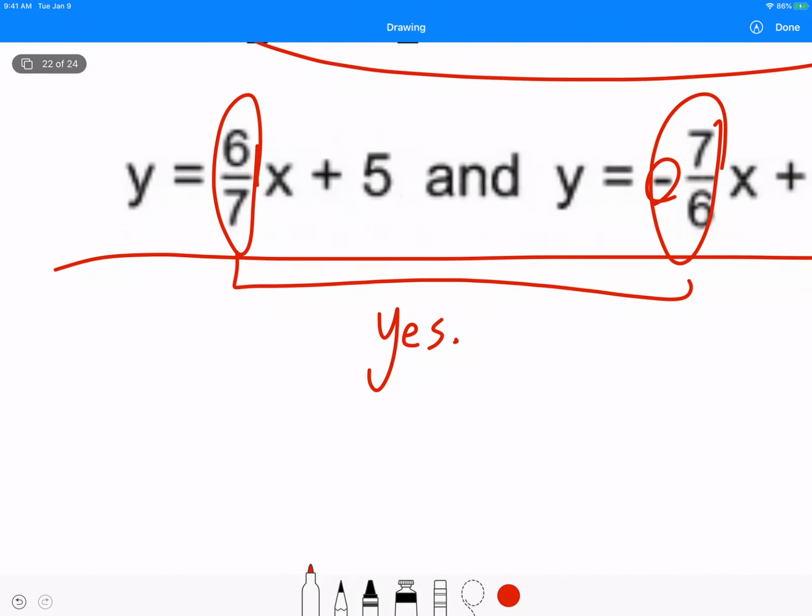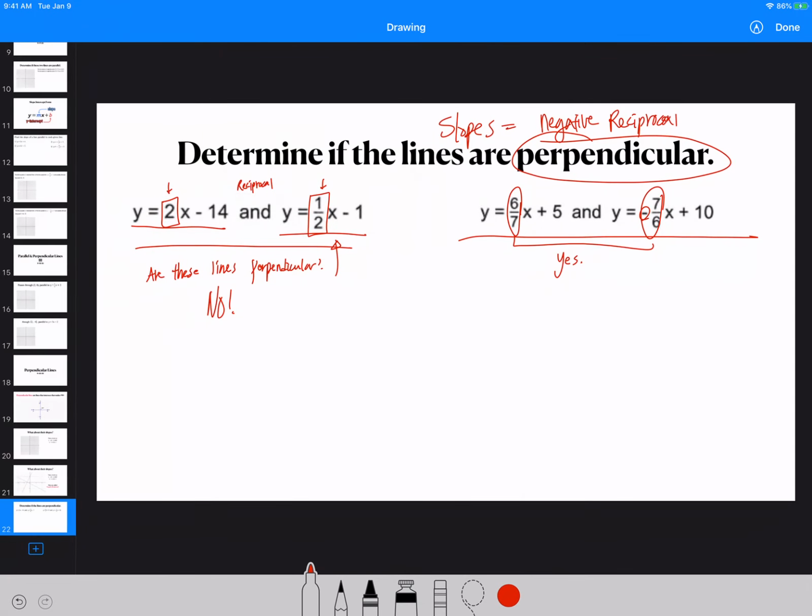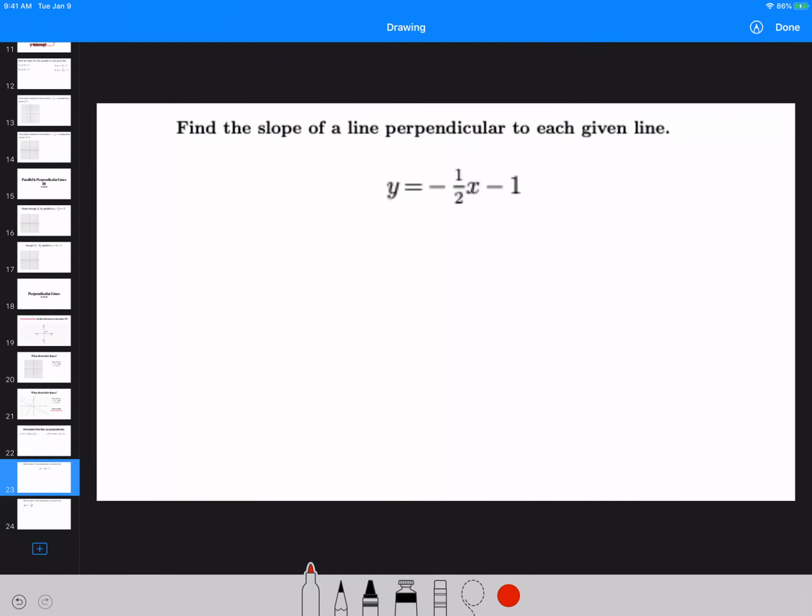Okay, all right, so now let's take a look at a couple of other examples, and we're going to end the session for today. Find the slope of a line perpendicular to each given line. So if I give you an equation and I ask you to find out what the slope is for the given equation, and it needs to be perpendicular, remember, perpendicular slopes always have negative reciprocals.